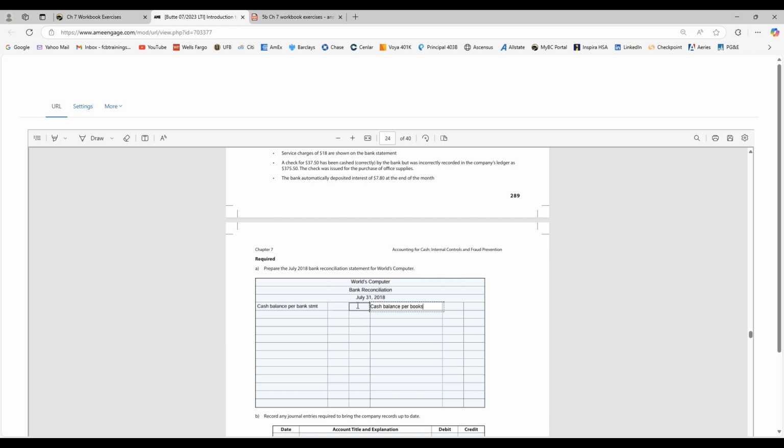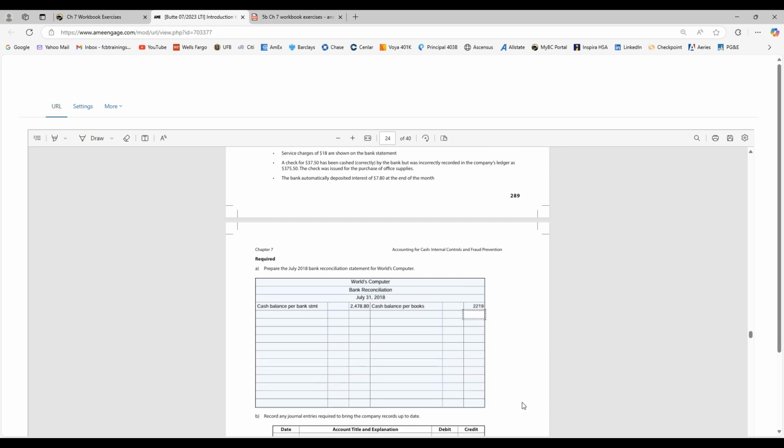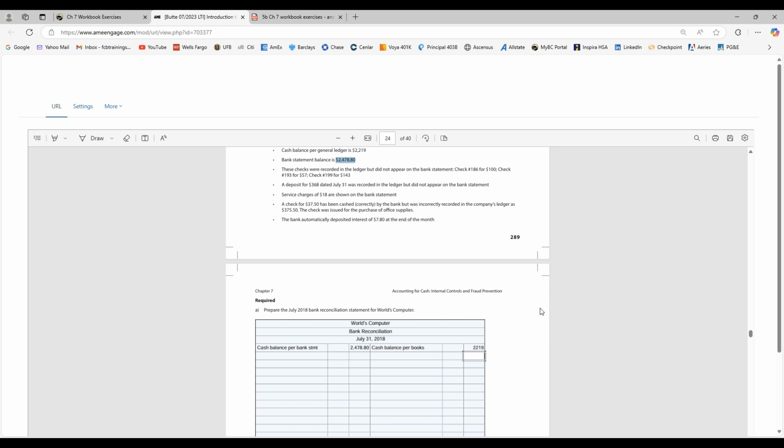And per the bank statement, it told us that the cash balance was 24. I'm just going to copy this and paste that in. It doesn't look very good, but if I get rid of that dollar sign, it'll look a little better. There we go. And then 22.19 is our total for the cash balance per books. So here are the amounts we're trying to reconcile.